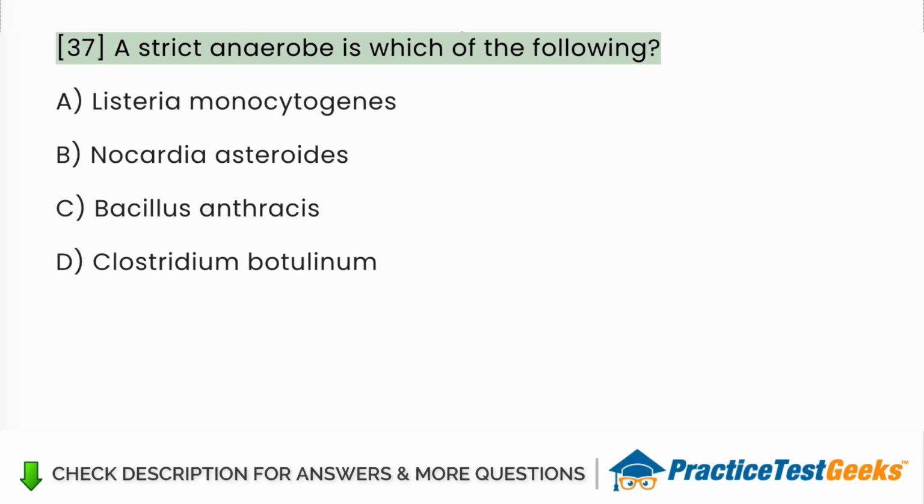A strict anaerobe is which of the following? A. Listeria monocytogenes. B. Nocardia asteroides. C. Bacillus anthracis. D. Clostridium botulinum.